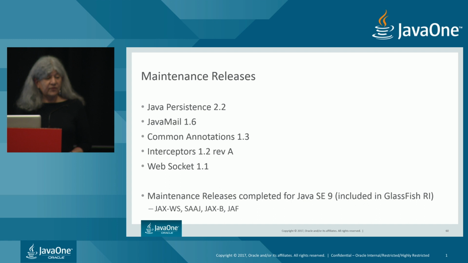So as I mentioned, we did a number of maintenance releases as well. JPA, most of these are quite small. JPA was probably the more significant one of this list. Java Mail had a number of small improvements. Common annotations, I mentioned for priority and repeating annotations. Interceptors was just a cleanup, and WebSocket was done a while ago.